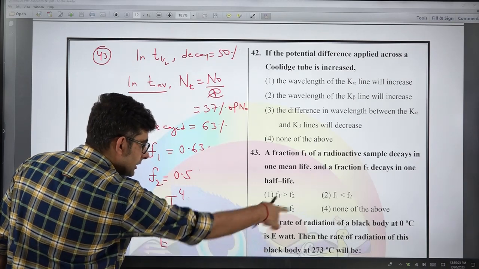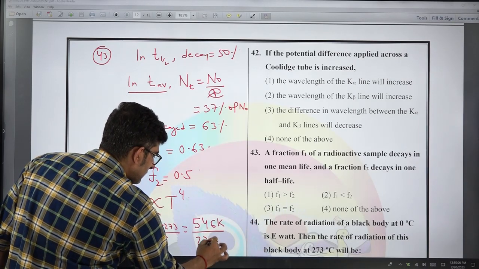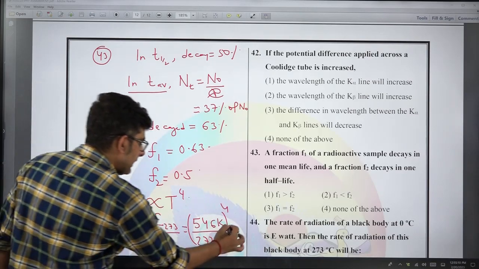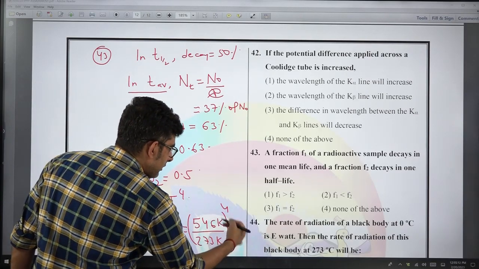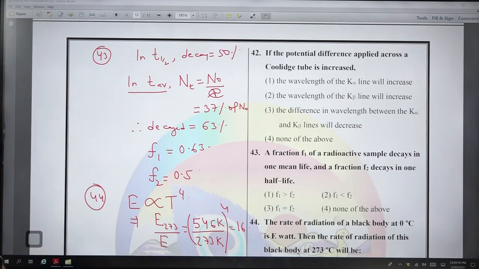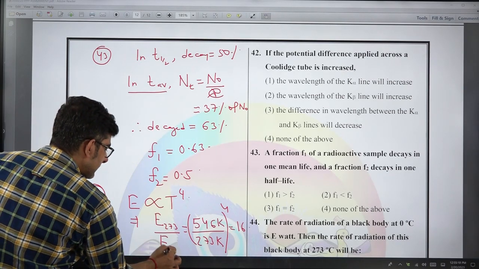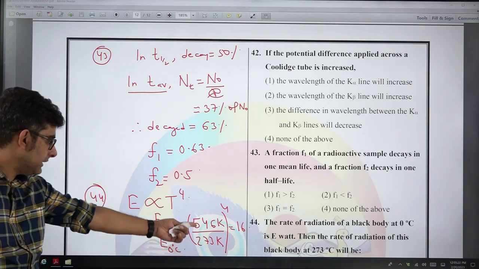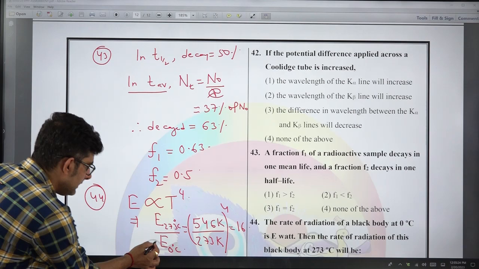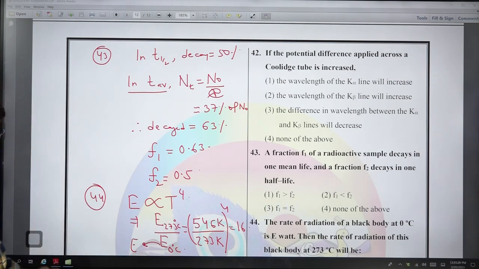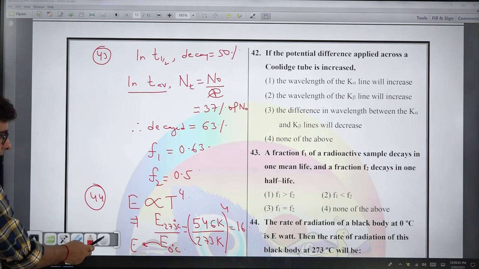divided by 0 degree Celsius, which is 273 Kelvin. So this becomes 2 to the power 4. First you have to convert to Kelvin, and E0 is given as E. So E at 273 will become 16 times E. Clear? Last question we have.